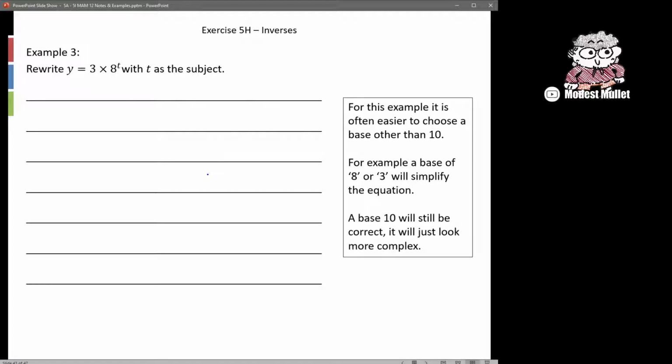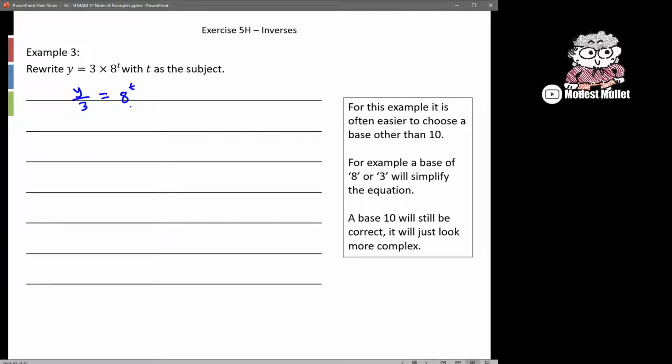Okay. Rewrite y is equal to 3 by 8 to the t with t as the subject. If you hear that crackling noise, that's just my kitten rumbling around. So again, rearrange it to make t the subject. First off, we get y divided by 3 is equal to 8 to the t.